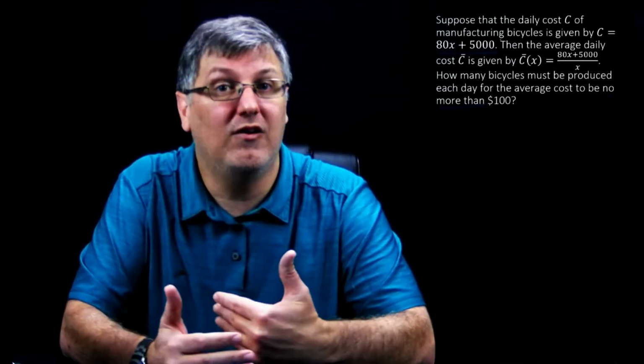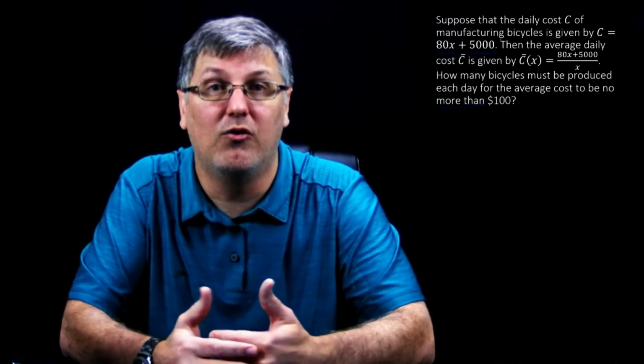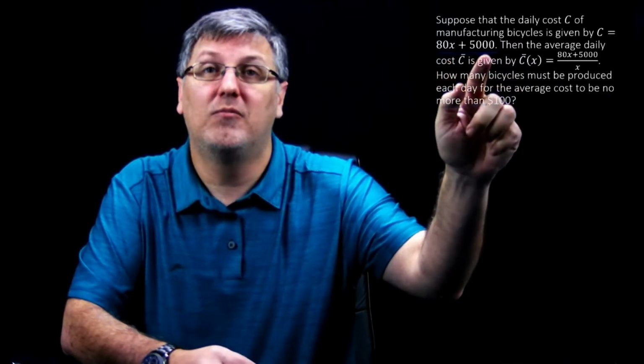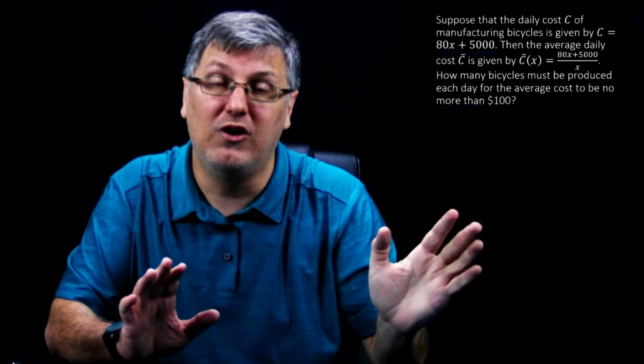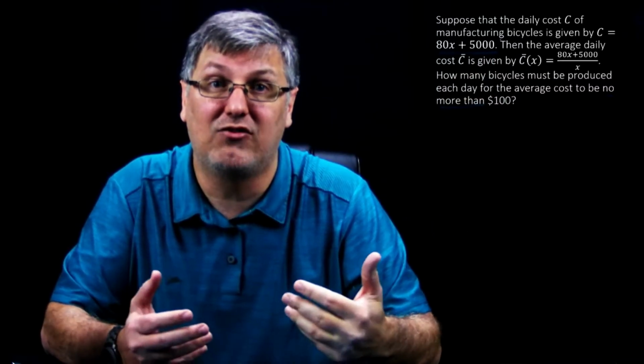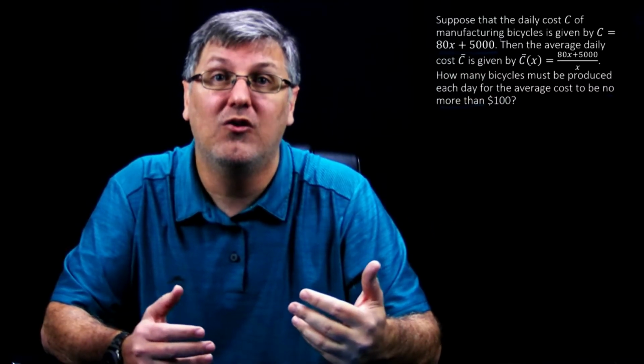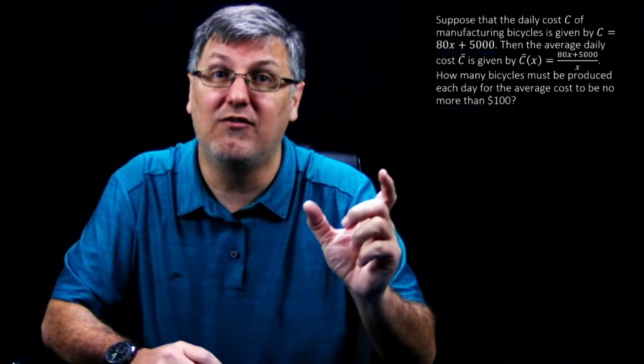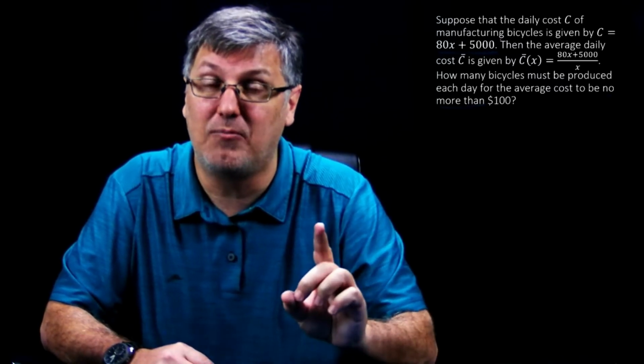All right, so there's a lot going on in this word problem. A lot of times in word problems, they give you what's called erroneous information. The equation right here, this 80x plus 5,000, that's erroneous. You don't need it. It's just how they got the real formula that we're going to use, which is the 80x plus 5,000 divided by x, because it's asking about average cost, not the cost itself. So they give that to you to throw you off. So don't let that happen to you.